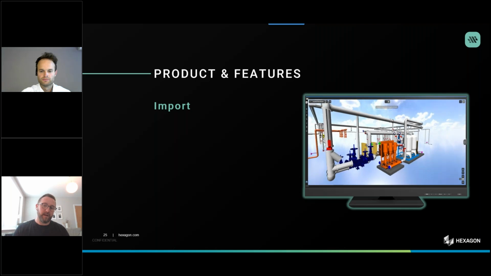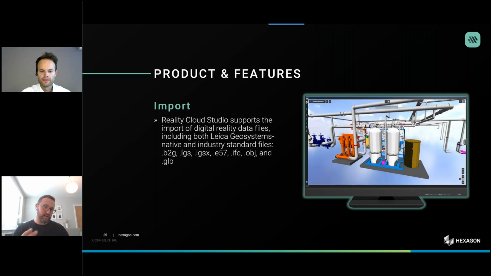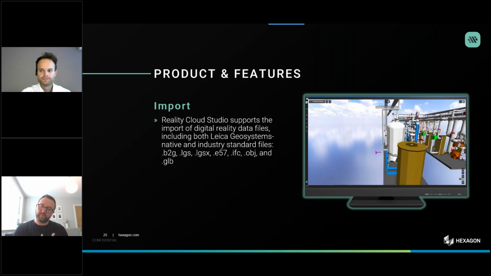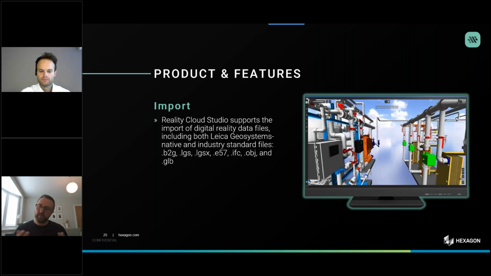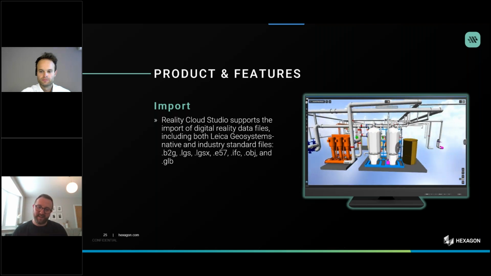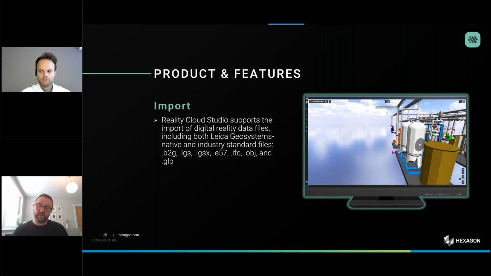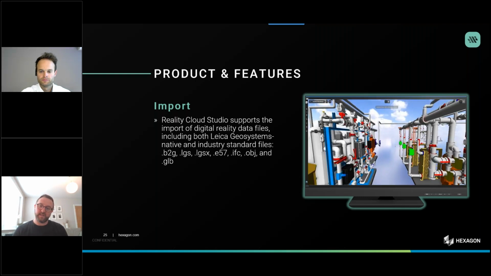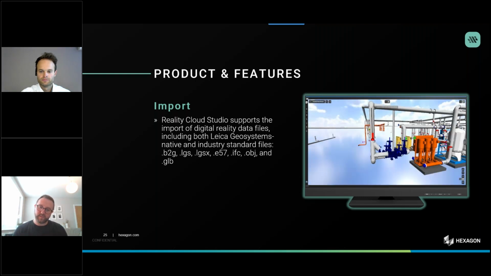Okay. So I talked about data formats. As I said before, raw B2G files from the BLK2GO, BLK2FLY and ARC go into the system, as well as LGS, LGSX, and E57. Ones I didn't mention: we can upload meshes. So OBJ meshes and GLB meshes can go straight into the platform as well.